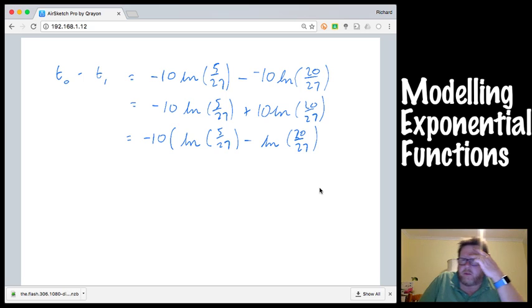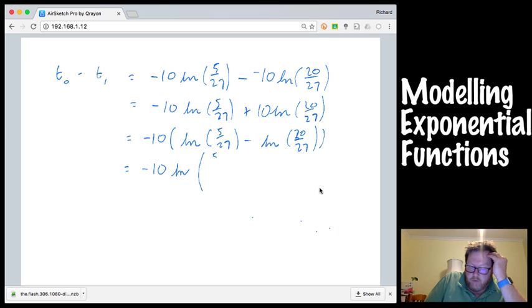The reason I took out that common factor of negative 10 is that I now have two logs with the same base, log base e, and they've been subtracted, which means we can use the rule that this is equal to negative 10 ln of big brackets 5/27 over 20/27, using the rule we've looked at in class. Well, that should do some interesting things for us. Let's have a look.